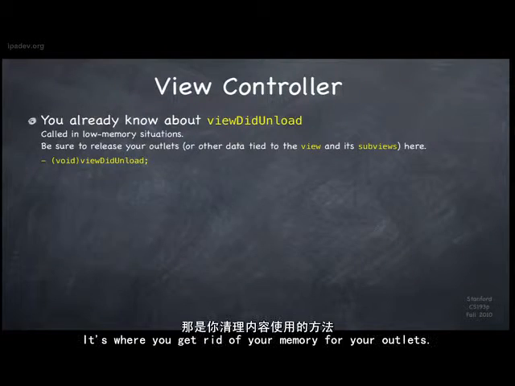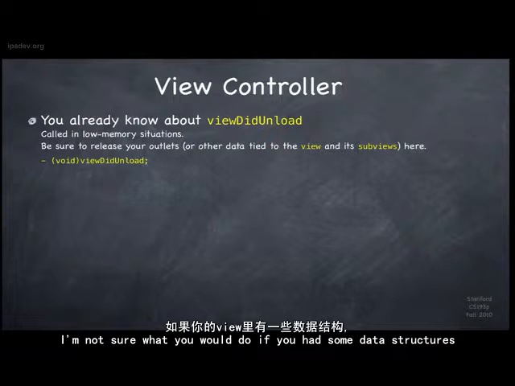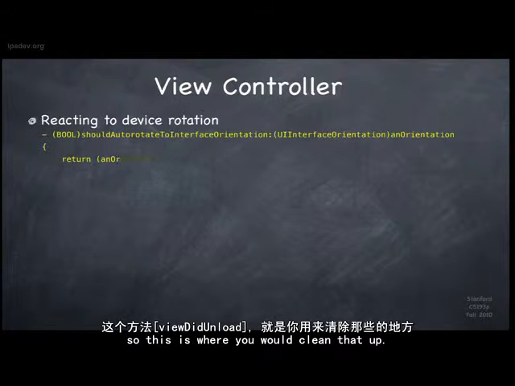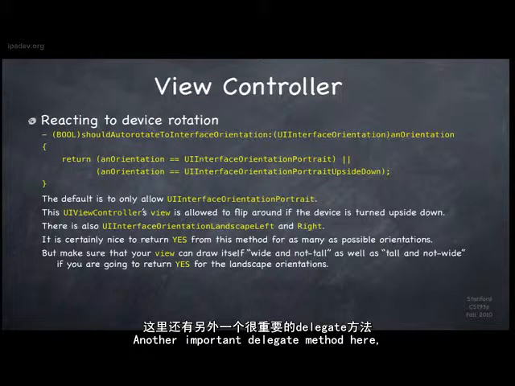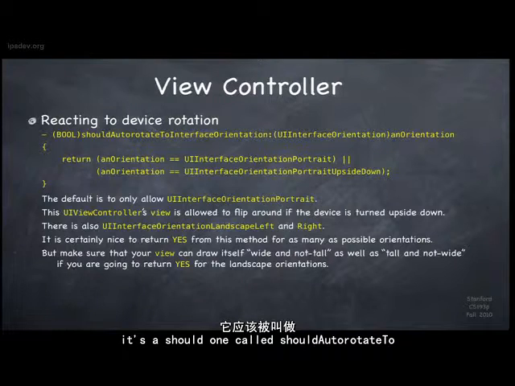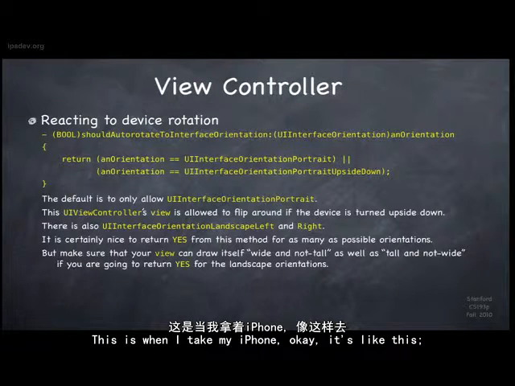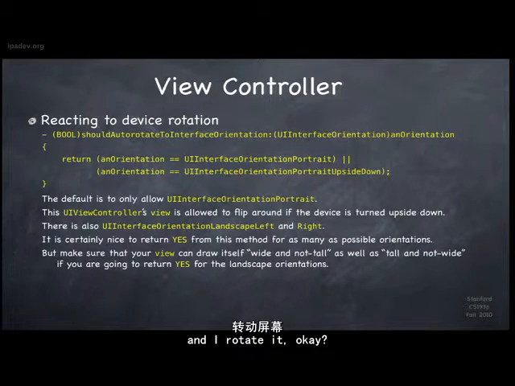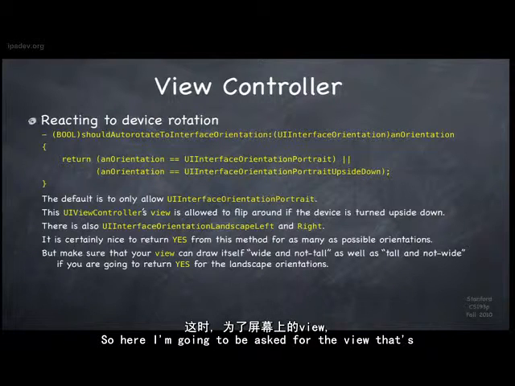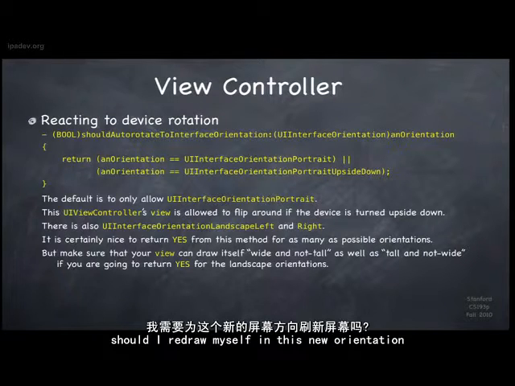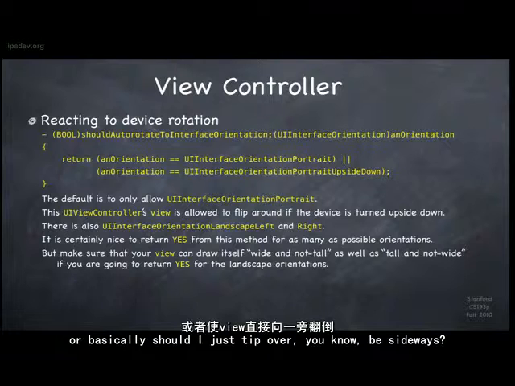You already know about view did unload. It's where you get rid of your memory for your outlets. You could do other things there. I'm not sure what you would do if you had some data structures that had to do with your view. The view is getting unloaded, so this is where you would clean that up. Another important delegate method here, it's a should one, called should auto rotate to interface orientation. This is when I take my iPhone and rotate it. The view controller is going to be asked, should I redraw myself in this new orientation, or basically should I just tip over, be sideways?